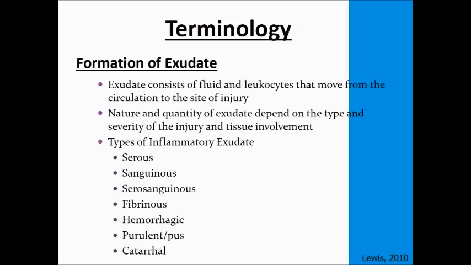So, types of inflammatory exudates. Serous is a clear, thin, watery plasma that results from outpouring of fluid. This can be seen in the early stages of inflammation. Examples are skin blisters, the serous blisters, or you see them in pleural effusions.